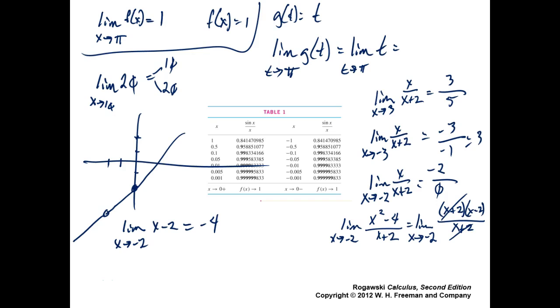If something, from the left and the right, is approaching some value, and those values are the same, even though it's not defined at that value, then the limit exists, and that's what it tells you. And you do run into this in real life.